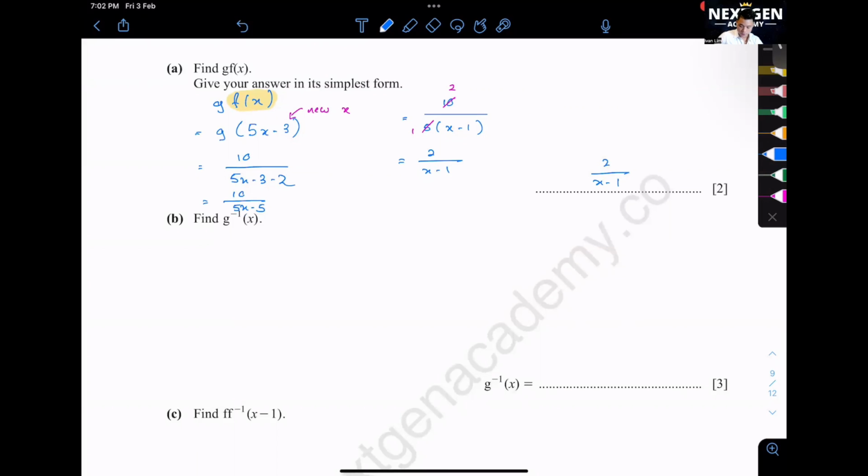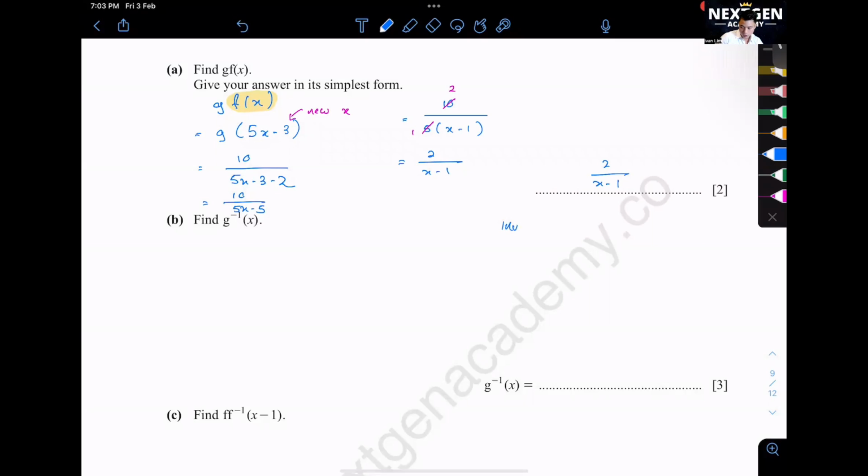Okay, next one. Find g inverse x. So under function, you all need to know how the function works first, then composite function, then inverse function. Okay, this is your inverse function. What are the first two sentences that you all memorize?